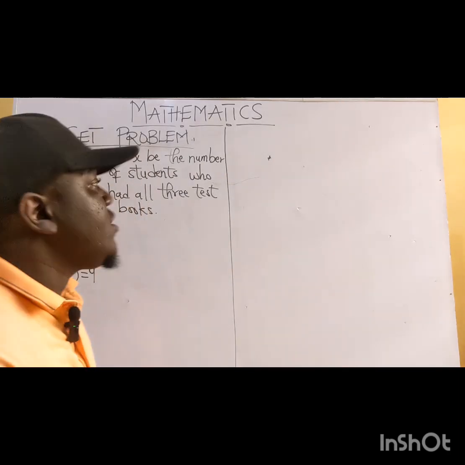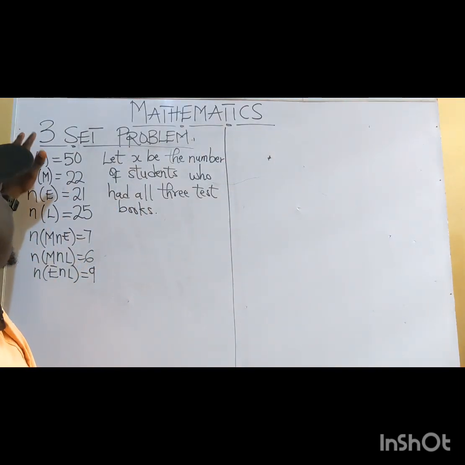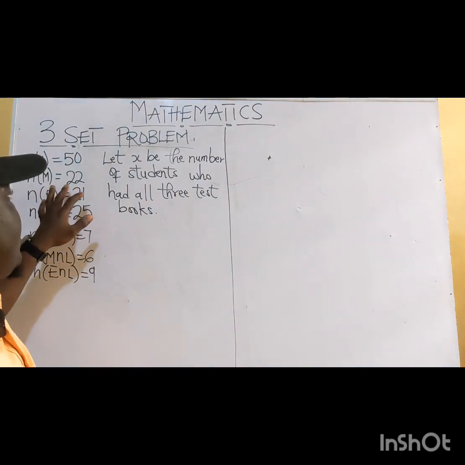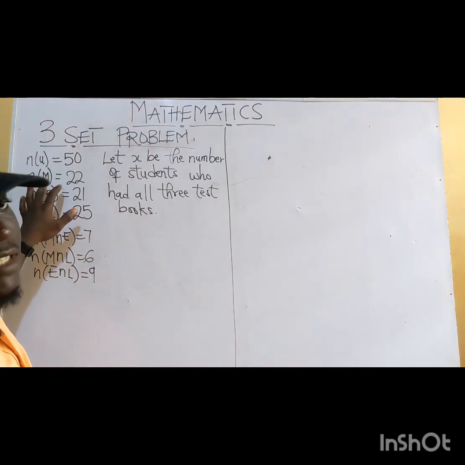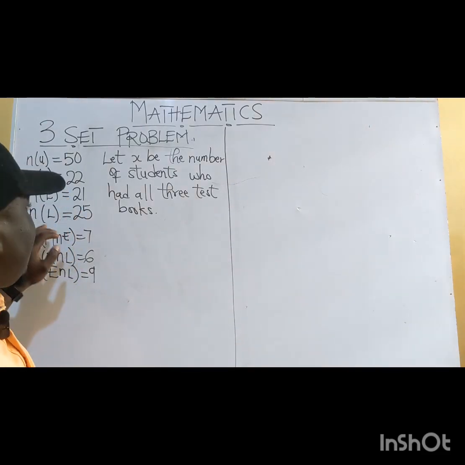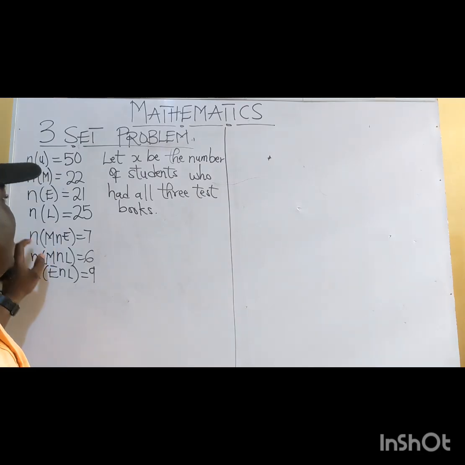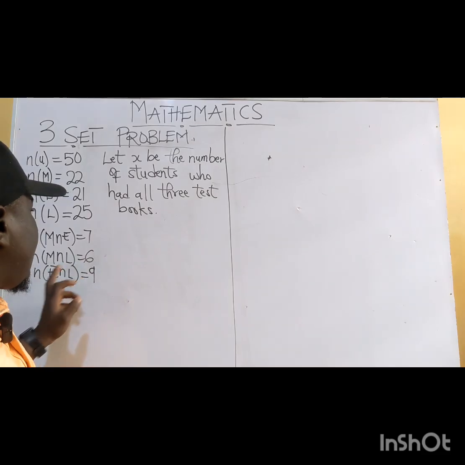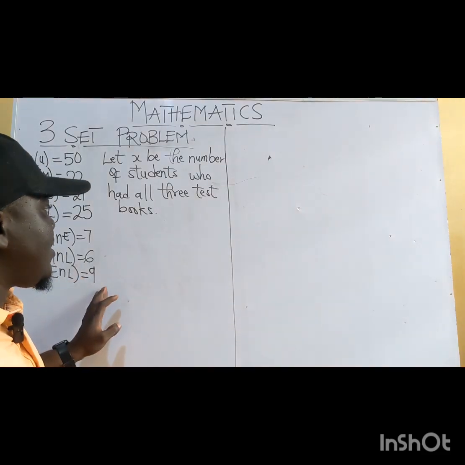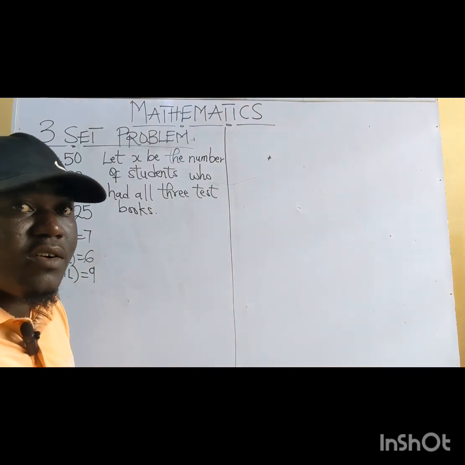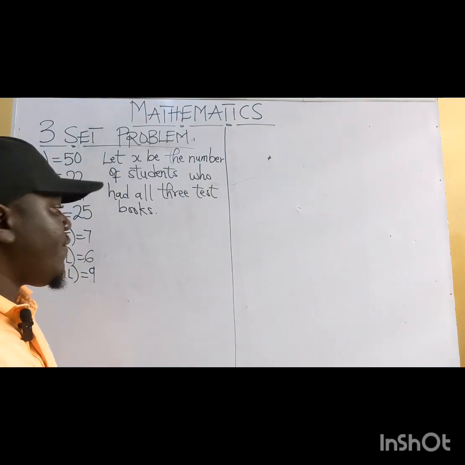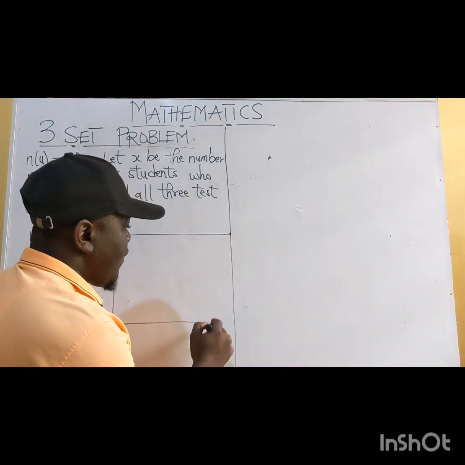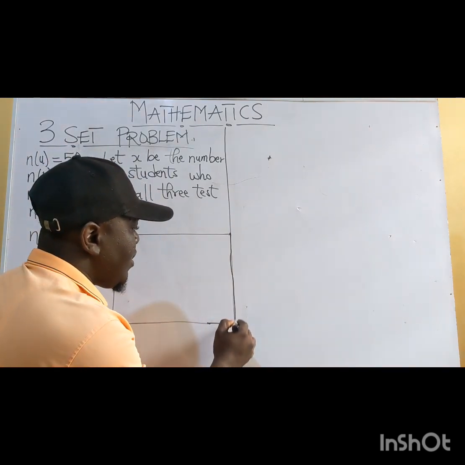Based on the question, we have this information. The number in U is 50; the number that had a mathematics textbook, M, is 22; the number that had English, E, is 21; and the number that had life skills, L, is 25. The number that had math and English is 7, math and life skills is 6, and English and life skills is 9. We are going to draw a Venn diagram for the information, and then solve for the number that had all three textbooks.